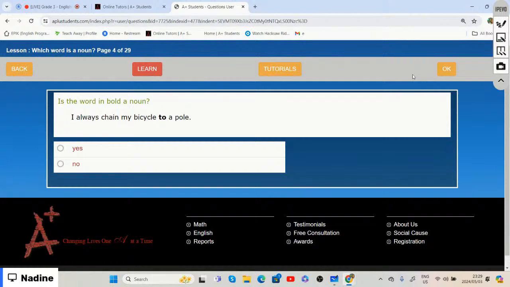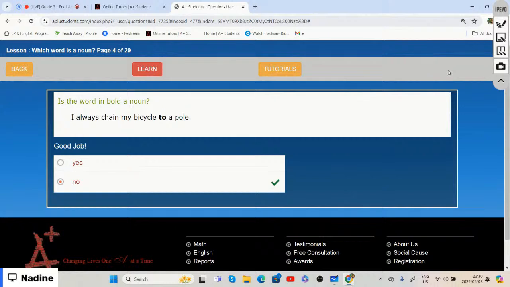So what do you think "to" is? What part of speech is "to"? We said "fresh" was an adjective, so what do you think "to" might be? So basically, "to" is a preposition. All right, so "to" is a preposition, so no, it is not a noun.